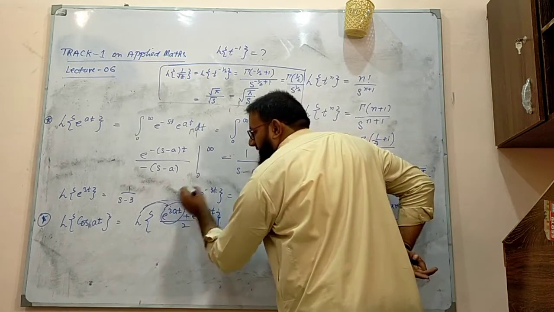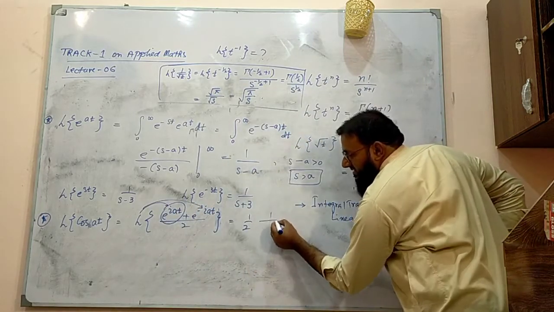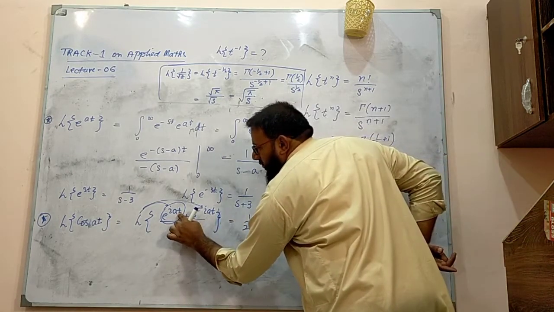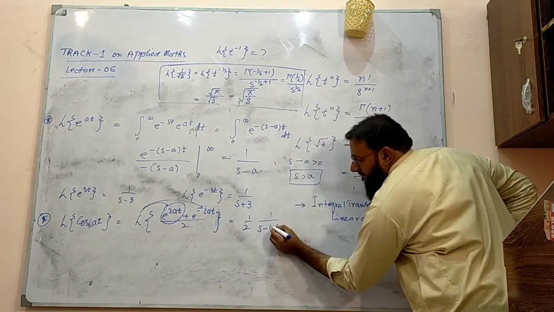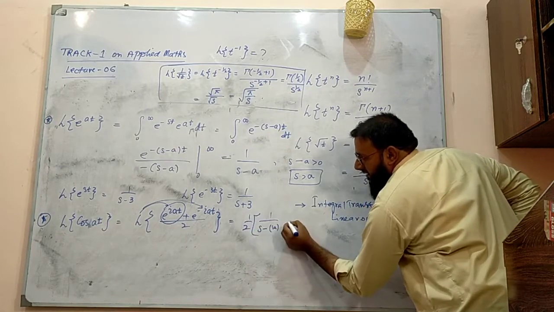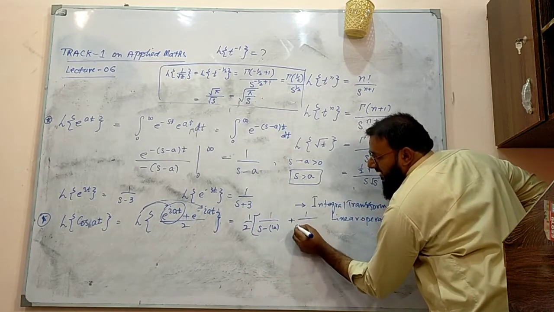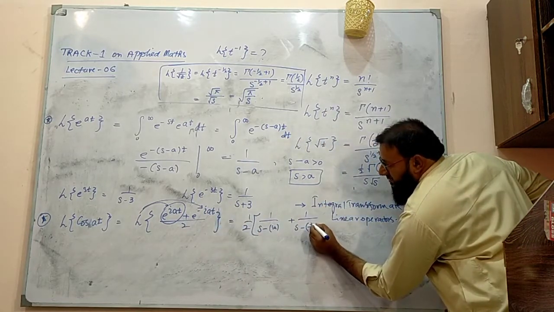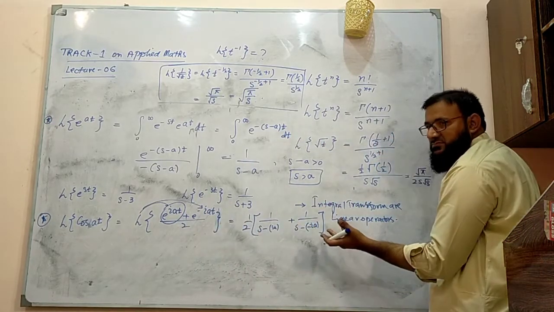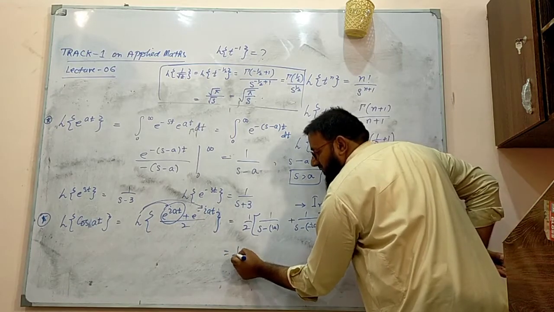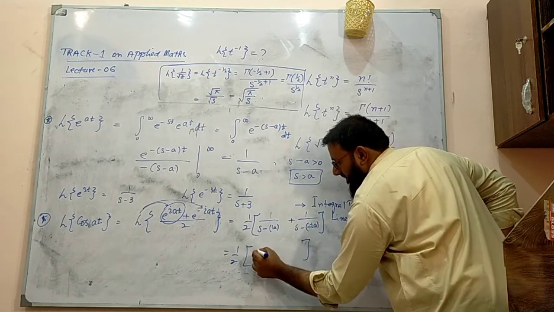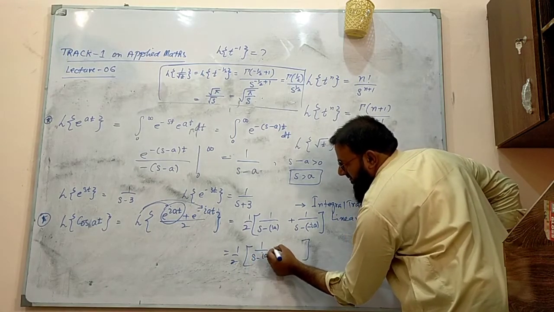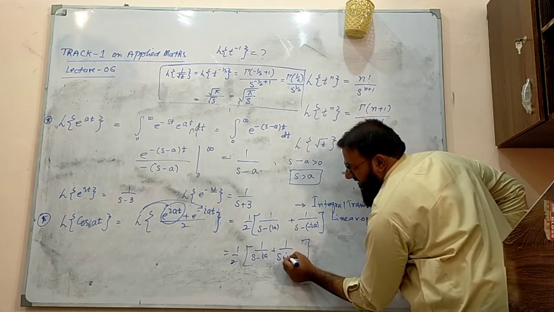What is the Laplace transform of this? What you need to do, you just write 1 over s minus the coefficient of t, that is iota a, plus 1 over s minus the coefficient of t, that is minus iota a. Done. We just need to simplify it. 1/2, and this is 1 over s minus iota a, plus 1 over s plus iota a.